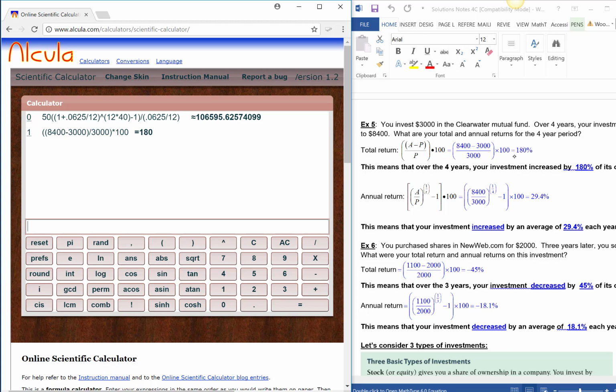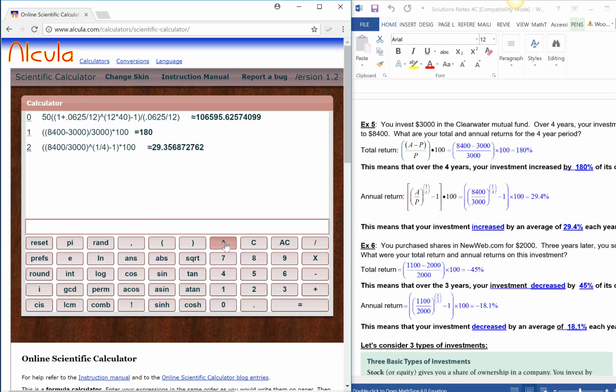The next one I'll look at is your annual return. That bracket there is just treated as a parenthesis whenever you go to enter it in your calculator, so I'm going to start with two parentheses, 8,400 divided by 3,000, close parentheses, raise it, so use your caret button again, raising it to the parentheses 1/4, so 1 divided by 4, close parentheses, minus 1, close parentheses again, times 100, and then hit equals or enter.